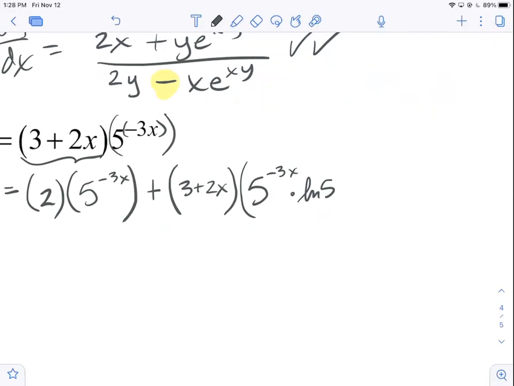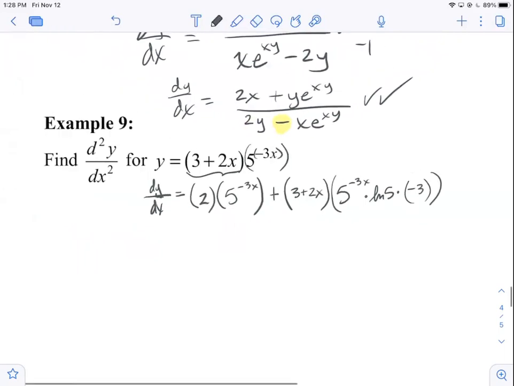Natural log of 5. Don't forget the natural log of 5. And then times the chain rule, the derivative of negative 3x, which is negative 3. I put parentheses there. I'm thinking maybe I don't need them, right? If I just put a dot, negative. Okay, there's the derivative.